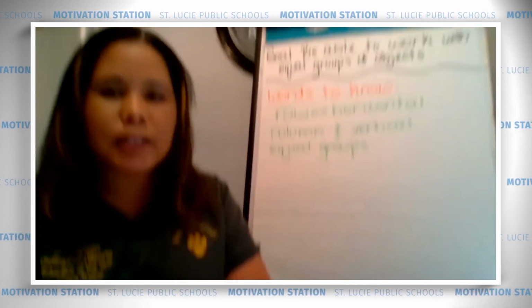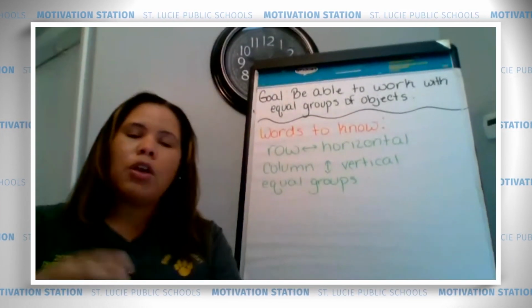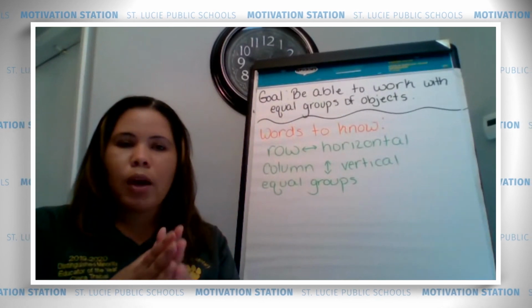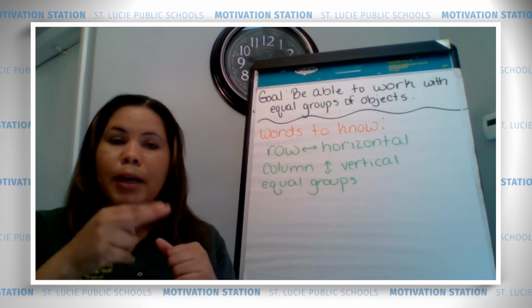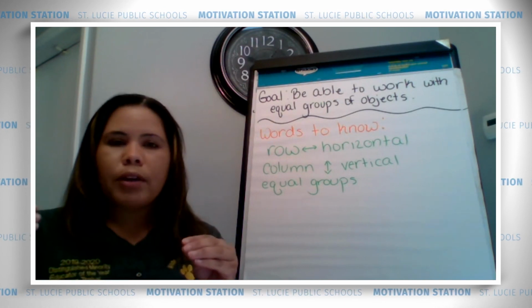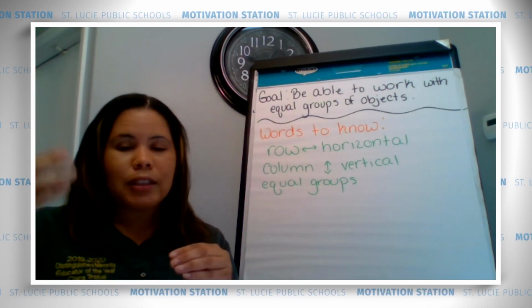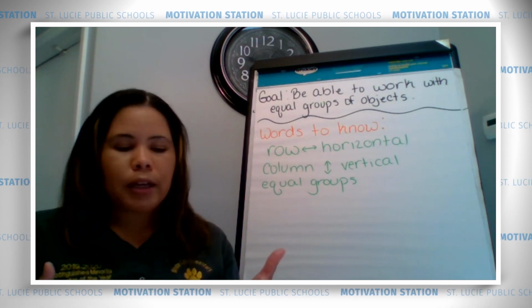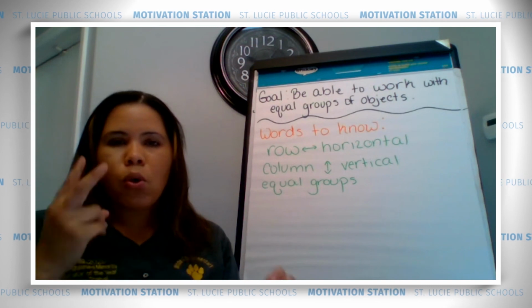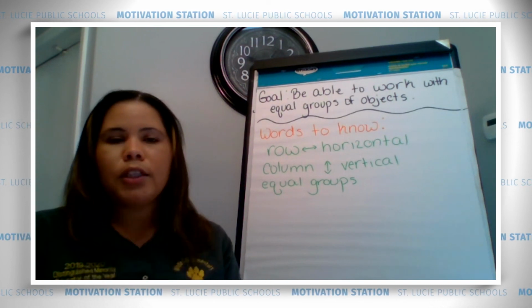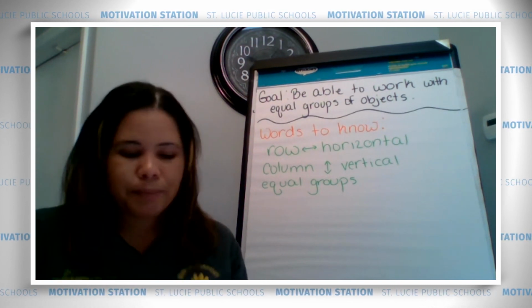So continue practicing even and odd numbers. If you have a pile of items or objects and you need to know if it's even or odd, start to pair them up by twos. And if you have an item left over that does not have a pair, then that would make an odd number. But if you are able to have a pair or a match or two groups of two for each item, then you have even.